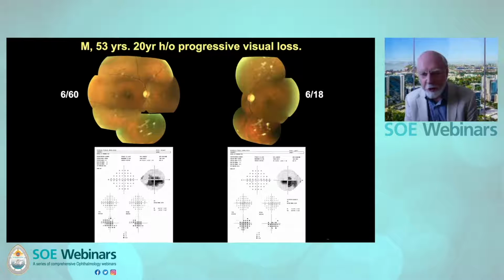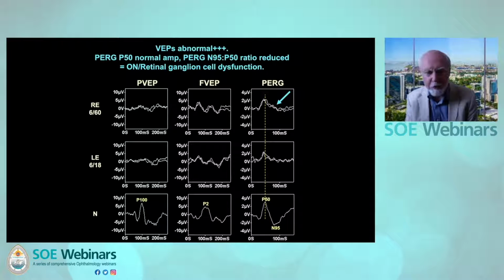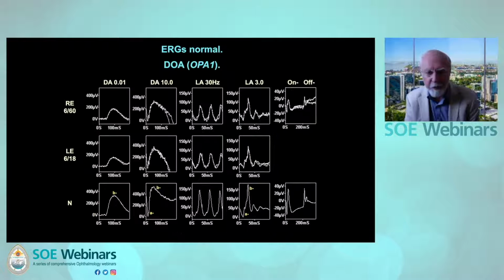And this is a patient who's got pale discs, another patient with pale discs. And here we see central scotoma. And in this patient, the pattern VEPs are undetectable, the flash VEPs are very abnormal. But the PATNI-RG now shows a normal P50 component, slightly smaller from the left eye, with reduction in the N95 component, indicative of ganglion cell dysfunction. So this is optic nerve and retinal ganglion cell dysfunction. ERGs are normal, and the patient had a variant in OPA1 and has dominantly inherited optic atrophy.